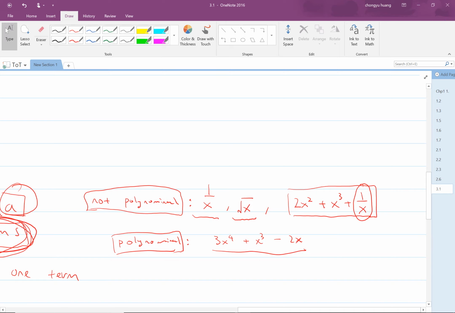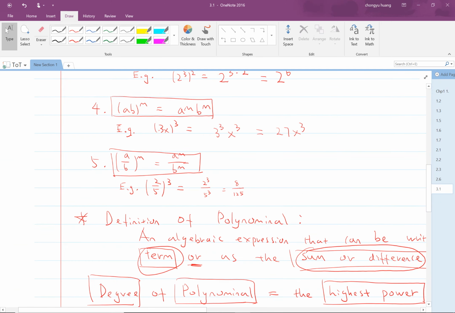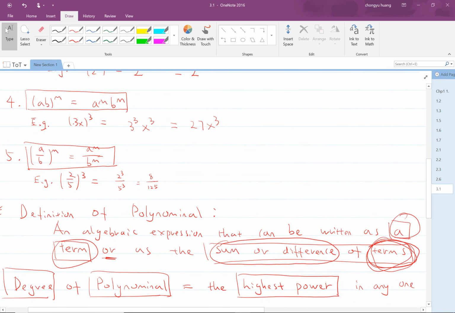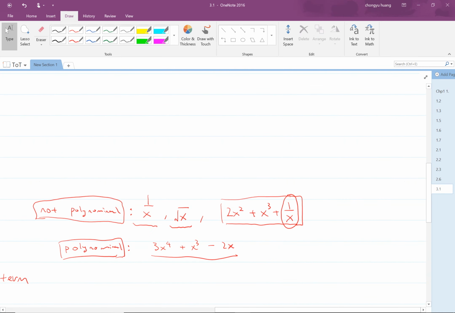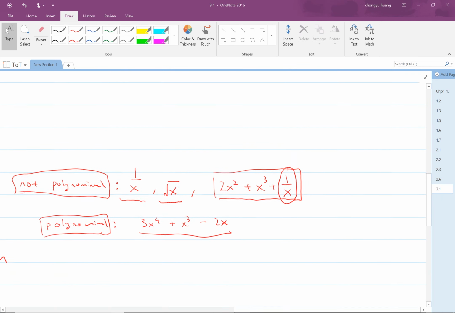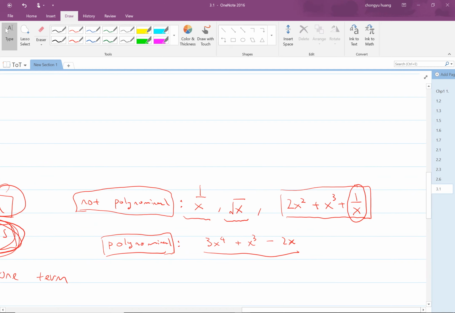The definition, that's what a polynomial is: a term, or the sum or difference of terms. So that's how it's going to work.